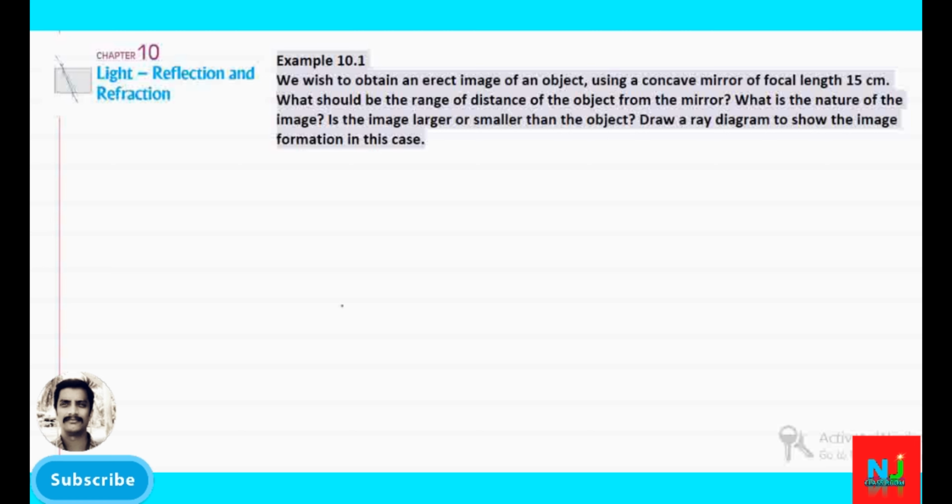The first problem we are going to solve here is: we wish to obtain an erect image of an object using a concave mirror of focal length 15 centimeter. What should be the range of the distance of the object from the mirror? What is the nature of the mirror? What is the nature of the image? Is the image larger or smaller than the object? Also draw a ray diagram to show the image formation in this case.